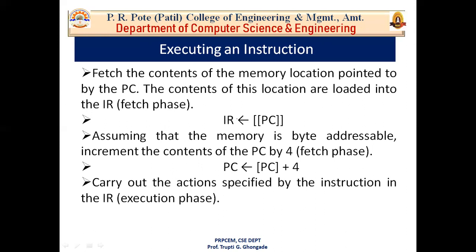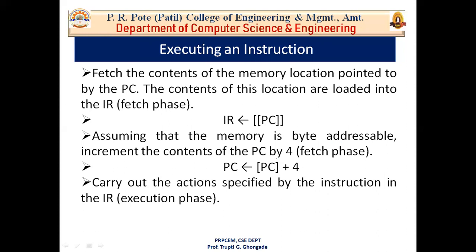Then, assuming that your memory is byte addressable, increment the contents of the PC by 4. Now we have seen the two concepts of addressability, that is word addressable and byte addressable. What is word addressable? Your memory is divided into a number of words, and in byte addressable your memory is divided into a number of words, but again words are divided into bytes. Here assume that the memory is byte addressable and increment the contents of the PC by 4.